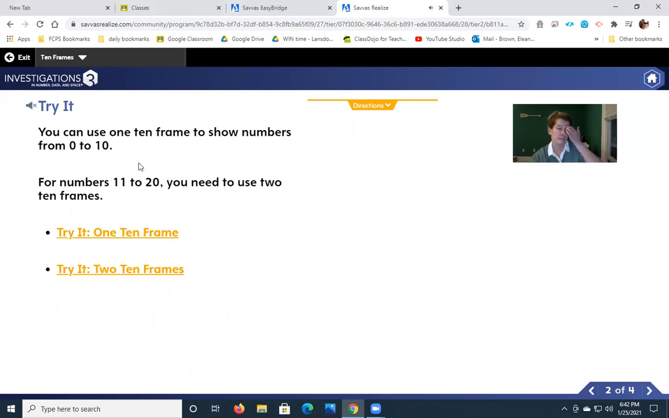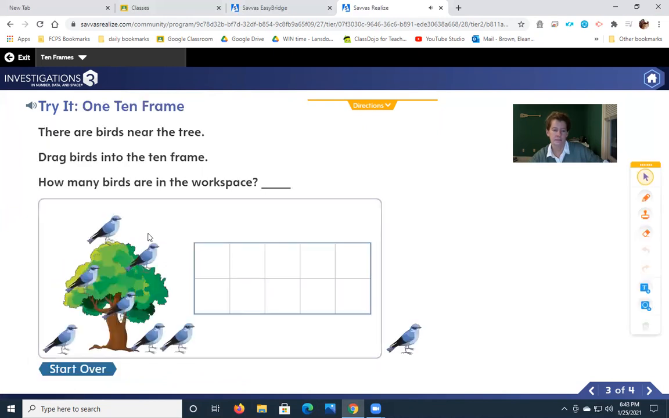Try it. You can use one 10 frame to show numbers from 0 to 10. For numbers 11 to 20, you need to use two 10 frames. Try it. One 10 frame. There are birds near the tree. Drag birds into the 10 frame. How many birds are in the workspace?